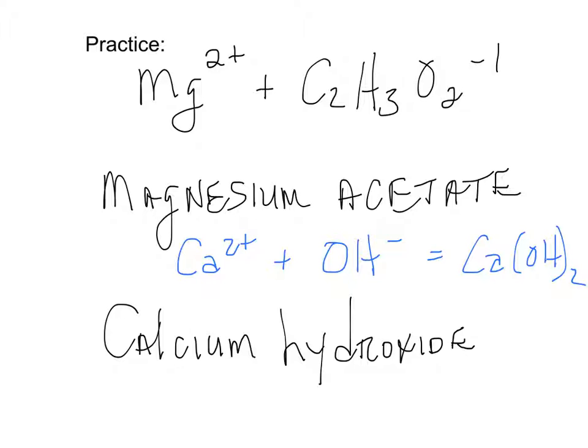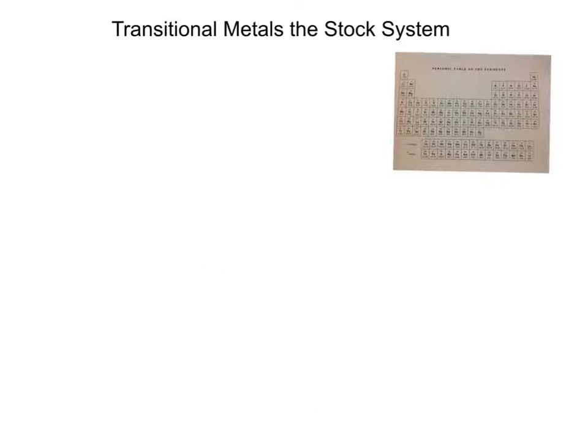So as long as we're going to use main group elements, the ones in the tall columns, if it's just another element by itself, we have to add -ide. But if it's with a polyatomic ion, we just name the polyatomic. However, if we're going to use transitional metals, oops, let me get rid of that.